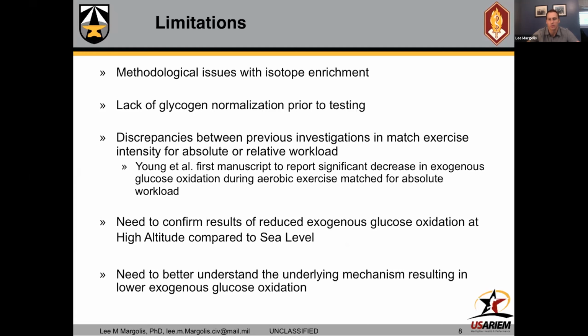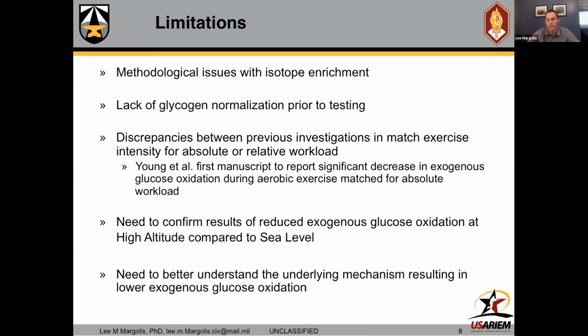So, like I said, we only enriched the drink that had glucose and fructose with only C13 glucose, so we weren't capturing the entire picture. There was a lack of glycogen normalization prior to the testing, so glycogen stores being different before exercise bouts may have impacted some of our results. There's obviously discrepancies in looking at absolute versus relative workloads.